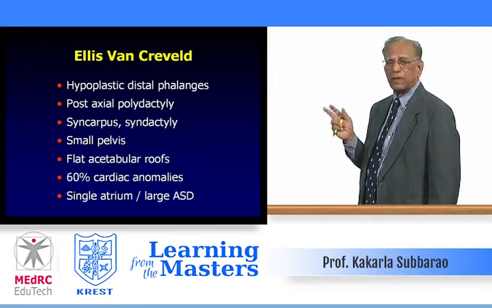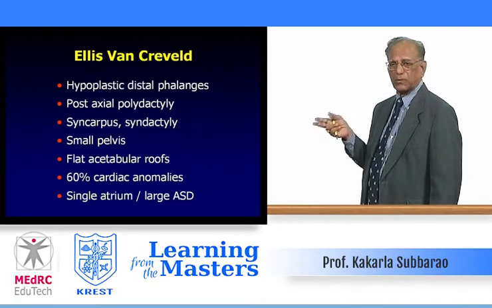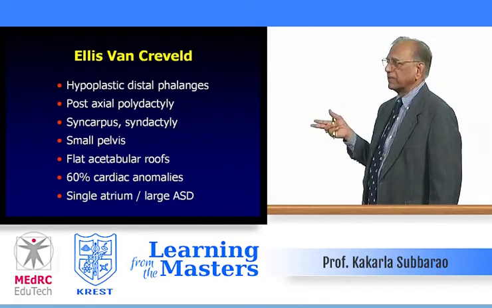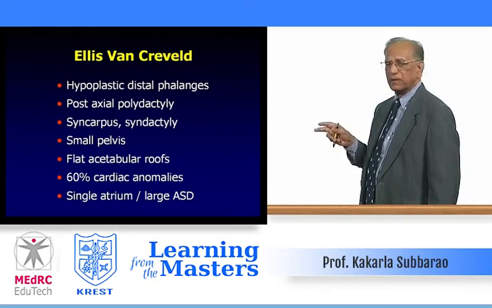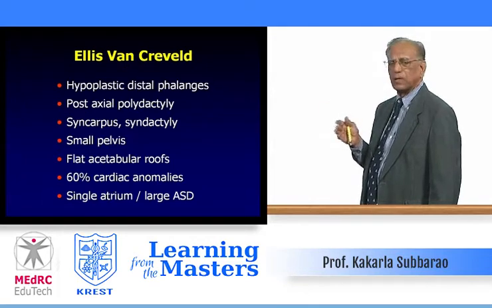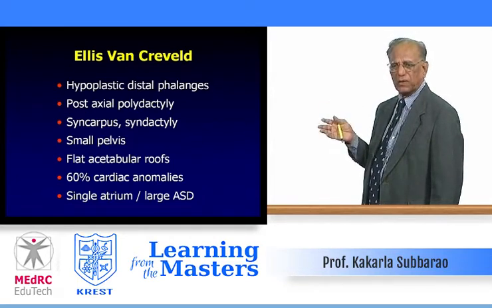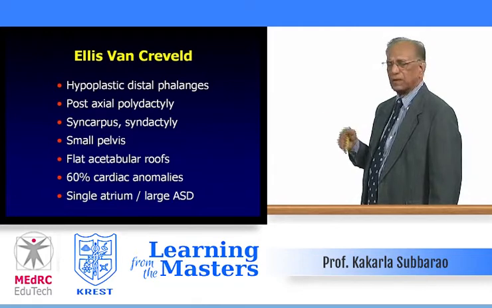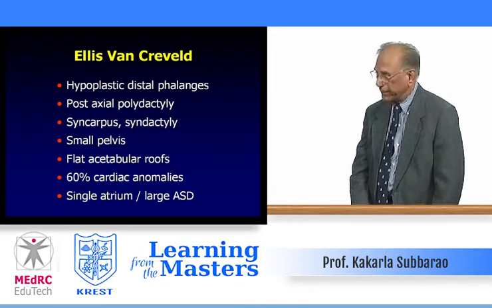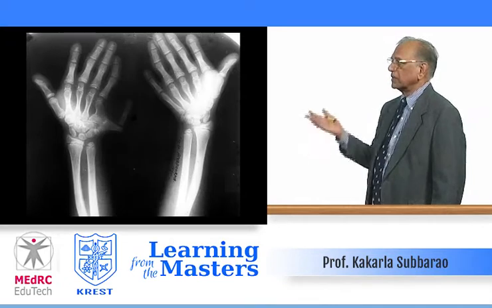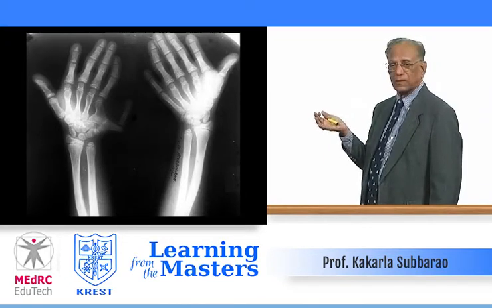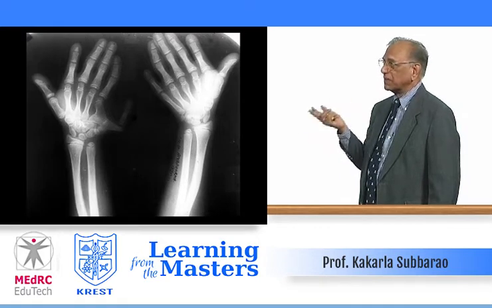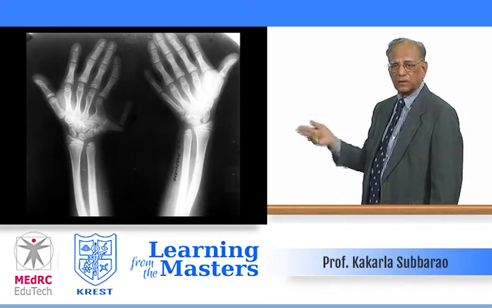For the first time in India, we have described from Neuro Hospital 2 cases. Hypoplastic distal phalanges, postaxial polydactyly, syncarpus, syndactyly, small pelvis, flat acetabular roofs. 60% do have cardiac anomalies, either ASD, VSD, or other anomalies, single atrium or large ASD. This is one of the classical examples of as soon as you see there is polydactyly and there is syncarpus. That is important in diagnosing this entity.